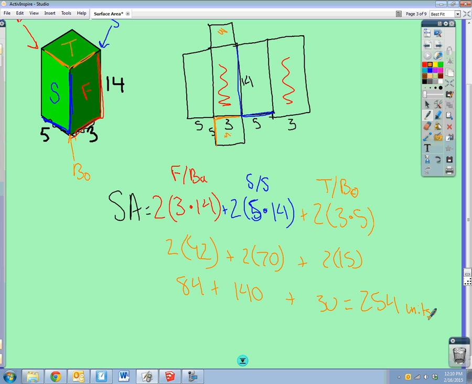Now, even though we're talking about 3-dimensional shapes, we are flattening it out into 2 dimensions. And so we're really just finding area. Area is square units. It's how many squares could we fit, because we're not looking at cubes on the inside. So 254 units squared would be the final answer.